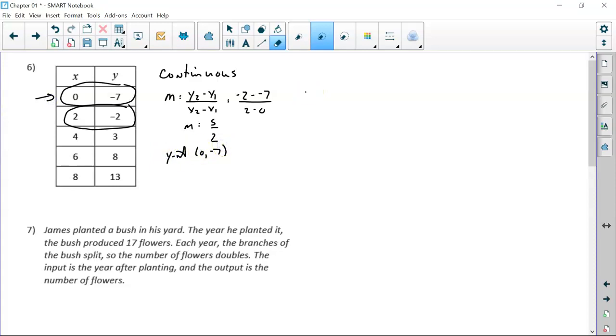So we can write our equation, y equals 5/2 x minus 7. And there is our equation.